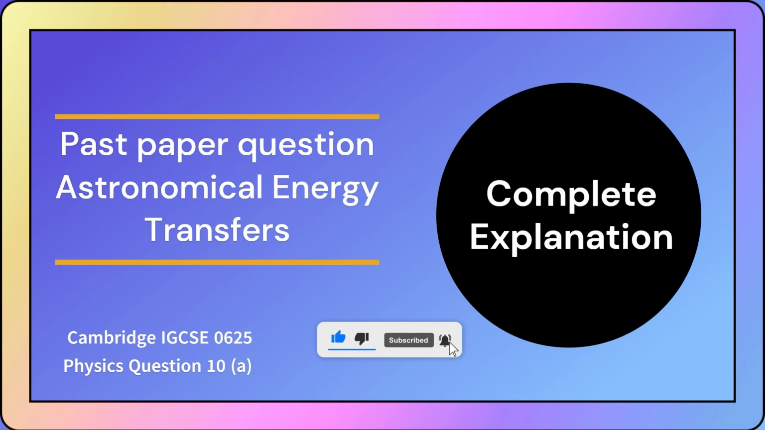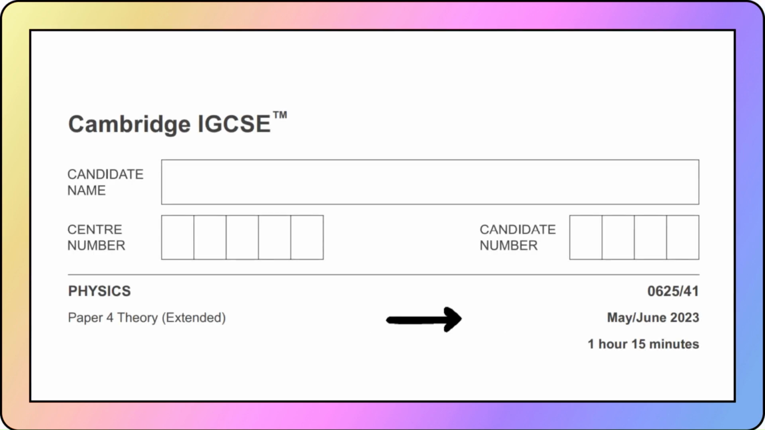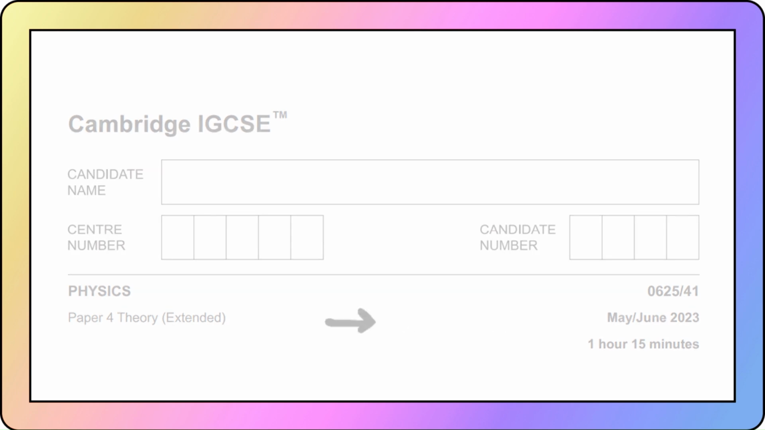Today I will be solving some past paper questions on astronomical energy transfers, so let's get started. Today I will be solving question 10 part A from the May-June 2023 session, paper 4 variant 1.